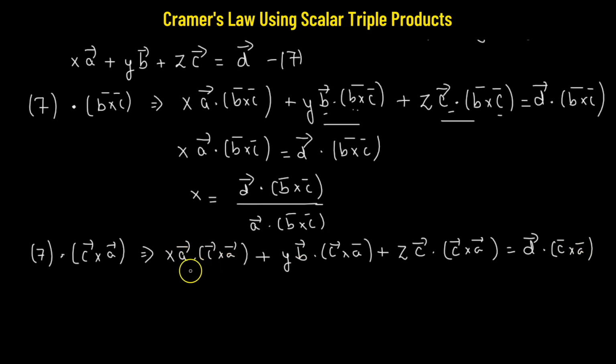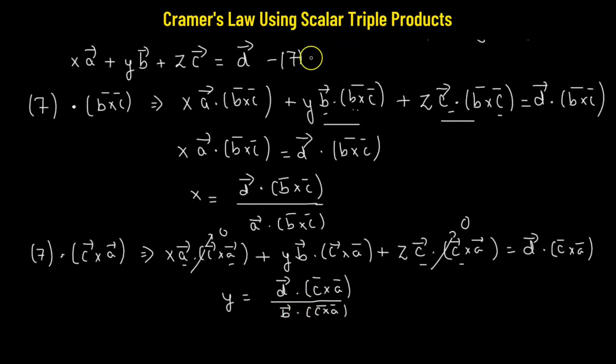So here the first term will go to 0, and the third term will go to 0 because we have two vectors that are repeating. So here it's also repeating. So that means when we solve for y, then y is going to give us d vector dot c cross a divided by b vector dotted with c cross a.